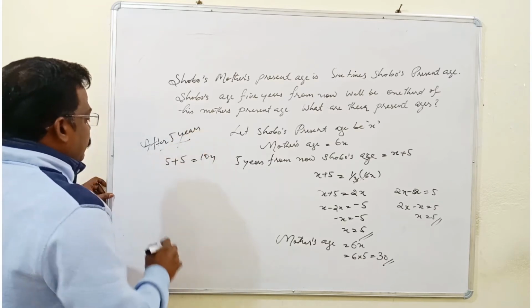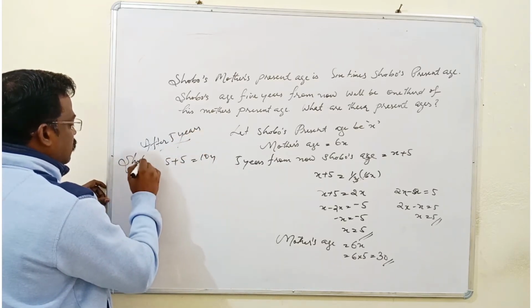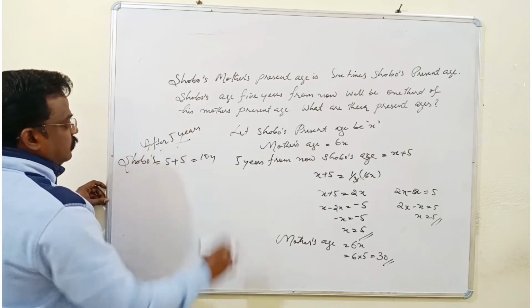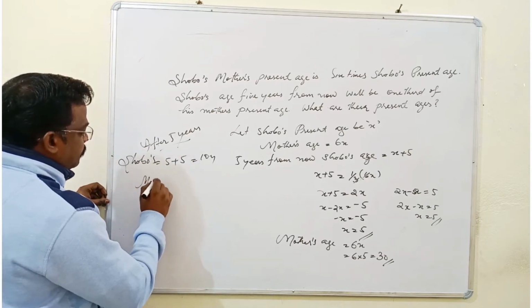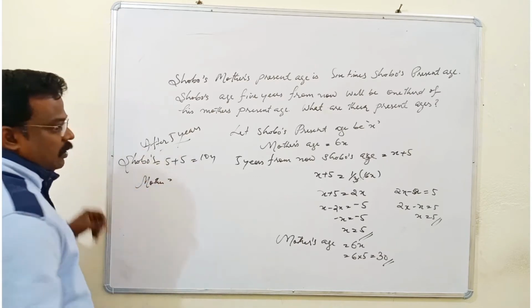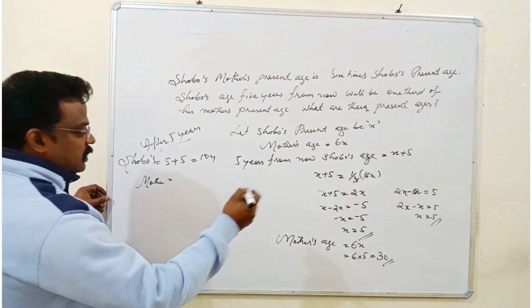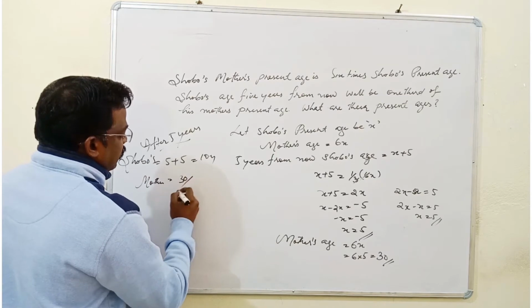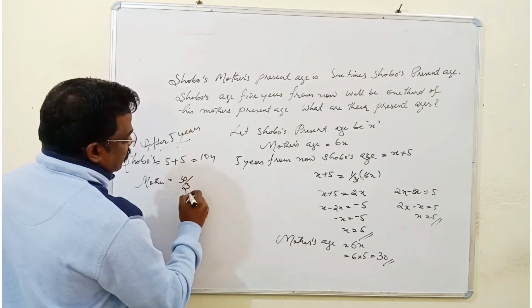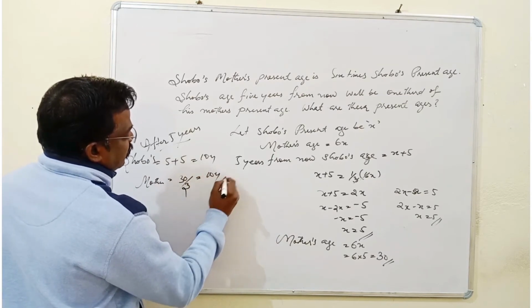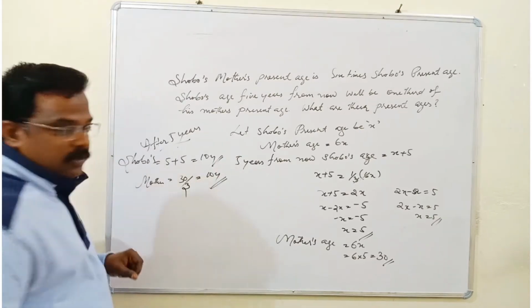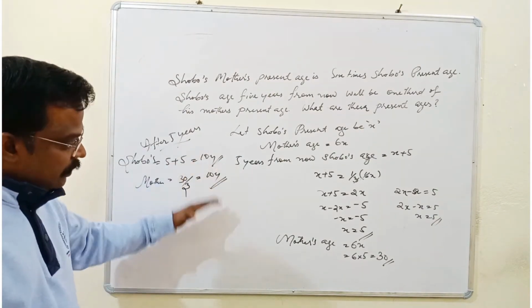Okay, Shobo's age is 10. Then it will be 1/3 of mother's age. Mother's age is 30, and 1/3 of it, 30 by 3, is 10. So your answer is correct. You have to check like this.